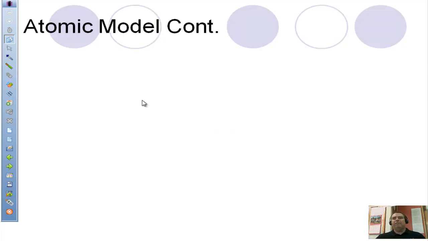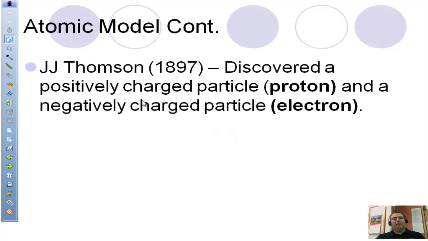Now again, as technology advanced, it was probably about 100 years before technology improved enough that J.J. Thomson was able to discover a couple of different subatomic particles. Instead of that atom being completely the same all the way through, he discovered that there was a positively charged particle, and that positively charged particle he called a proton. He also found out that there was a negatively charged particle, and that negatively charged particle was called an electron. He developed a model of the atom that he called the plum pudding model.